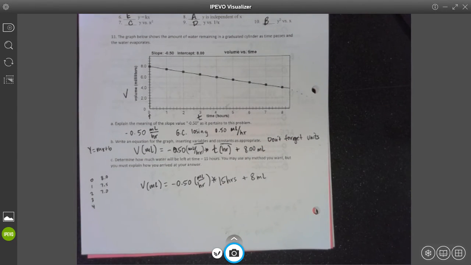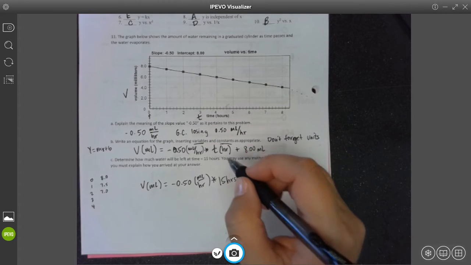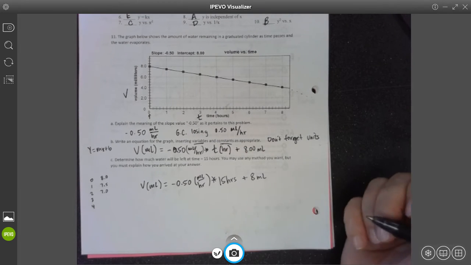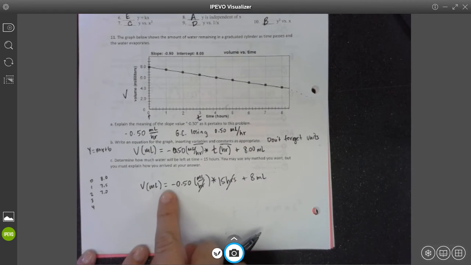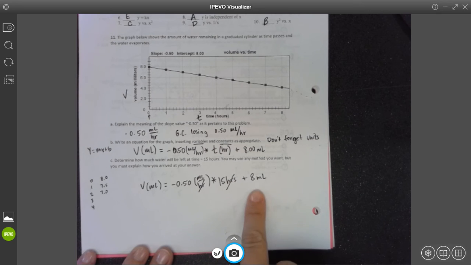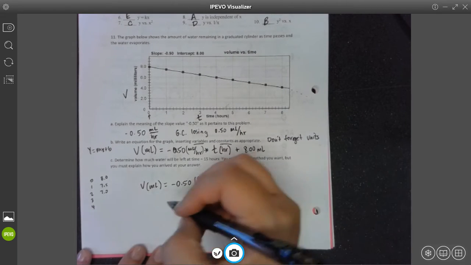Now, what's cool about doing it with this is if I keep track of my units, it'll tell me if there's something wrong with my equation. Because if I cancel out my hours, I've got milliliters equals milliliters plus milliliters. So my units work. So that can give me some confidence that my equation is correct.